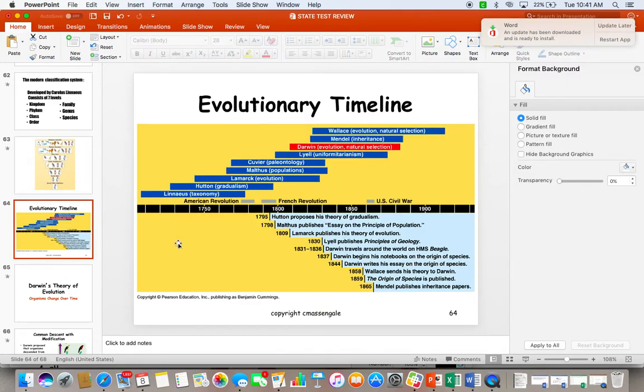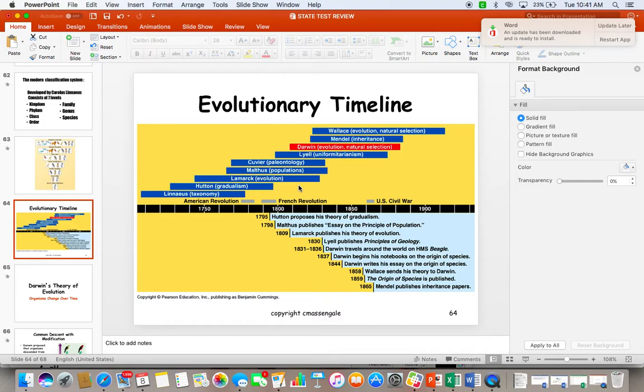When we looked at our evolutionary timeline, Linnaeus gave us the classification system. Lamarck was the guy that Darwin looked at. Lamarck was the one that said that organisms changed in their lifetime, so he was the giraffe guy. And so Darwin looked at him, and that kind of got him to thinking that organisms would change over time.